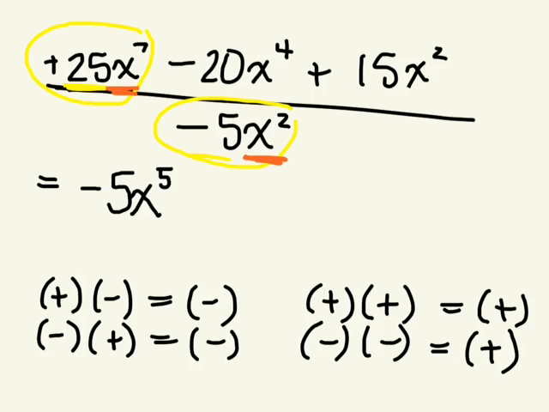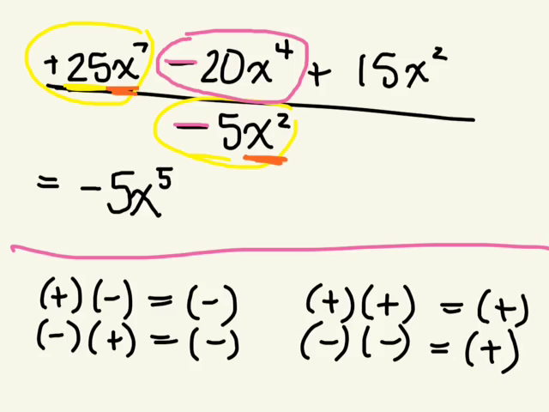So we have the second term. Remember, you always include the sign in front of it. So we have negative 20x to the power of 4 divided by negative 5x squared. What happens when you're dividing a negative and a negative? What happens to the result? Plus. What's 20 divided by 5? 4. And then we have x to the power of 4 divided by x to the power of 2, which is x to the power of 2.